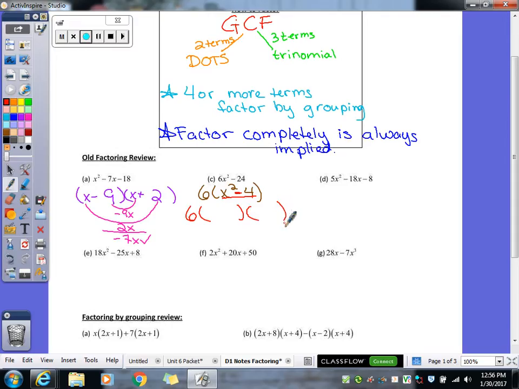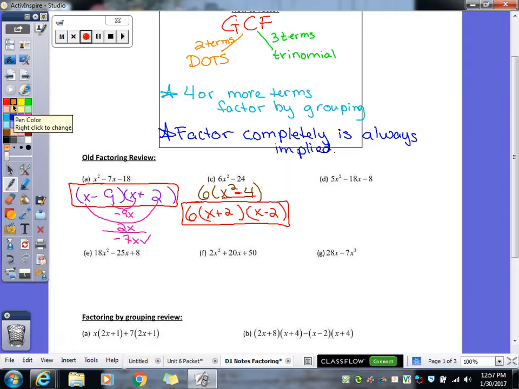So I leave my 6 on the outside, set up my 2 sets of parentheses. How does x squared minus 4 factor? x plus 2 and x minus 2. So letter D, do we have a GCF? No, but we got 3 terms. That tells me I'm going to do a trinomial factor, so I'm going to set up my 2 sets of parentheses.